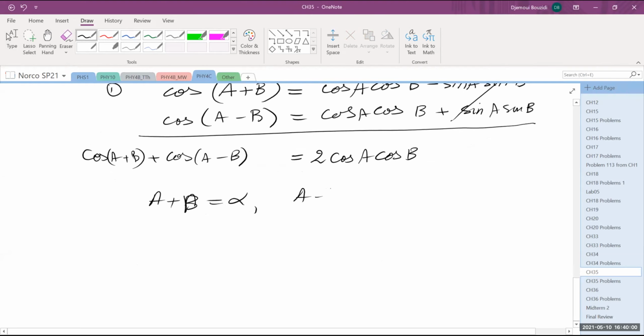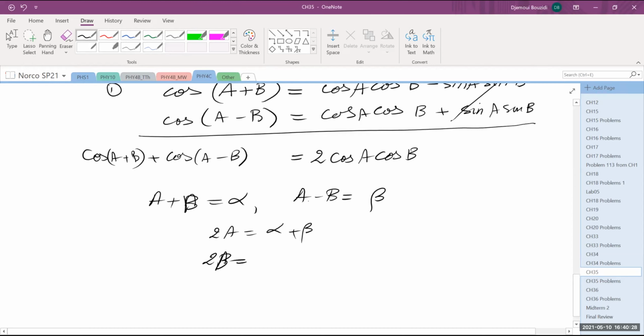And I'm going to call A minus B as beta, and A plus B as alpha. Okay, if I do that, it's clearly from these two equations that when I add them side by side, I will get 2A is equal to alpha plus beta. So A is just alpha plus beta divided by 2. And if I subtract them side by side, that's actually going to be 2B. Of course, the A cancels.